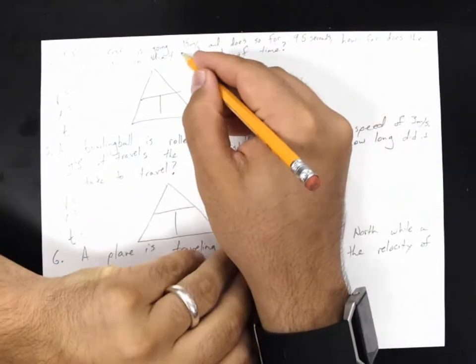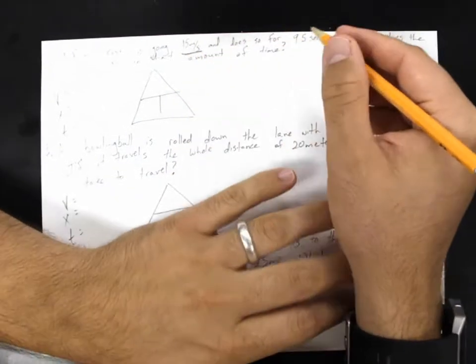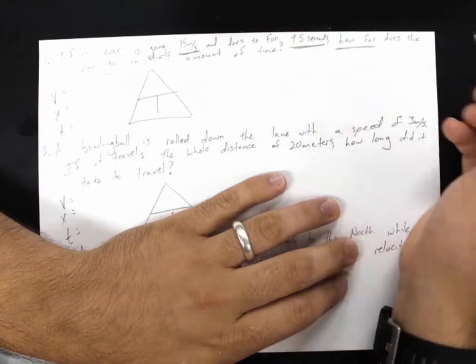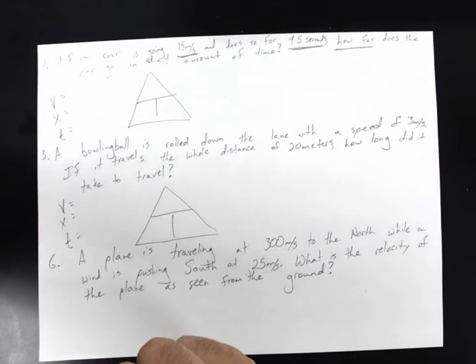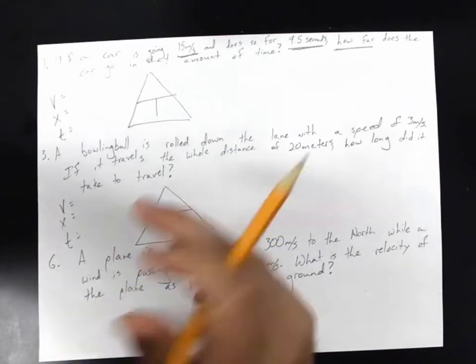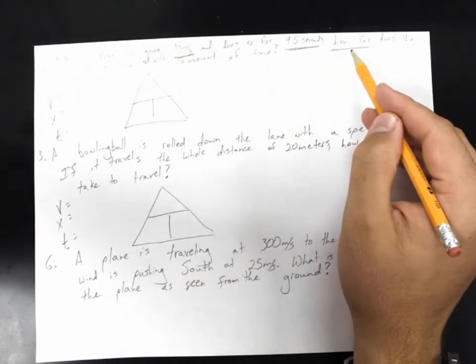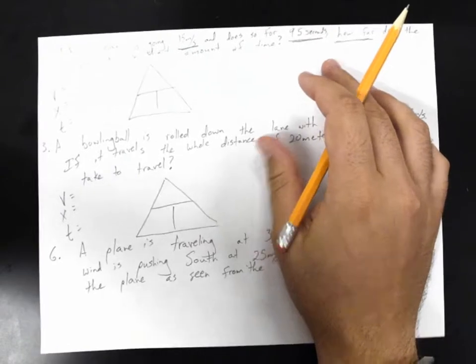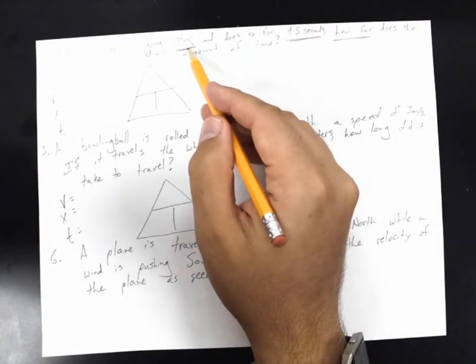If a car is going 15 meters per second and does so for 9.5 seconds, how far does the car go in that amount of time? Now, I underlined all the important stuff as we were reading it. Number, question word with an identifier there. So here we are at the first one. We've got 15 meters per second.